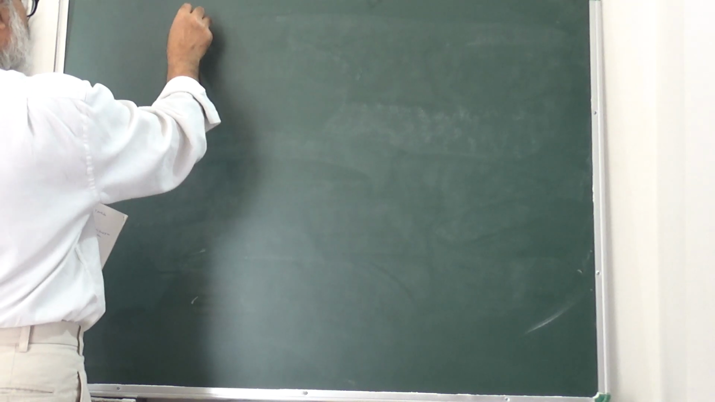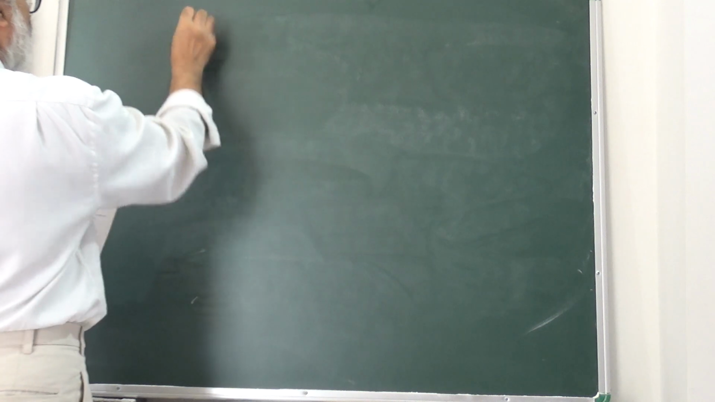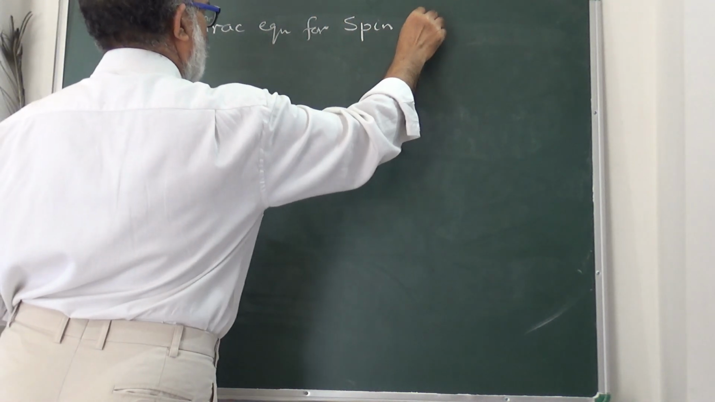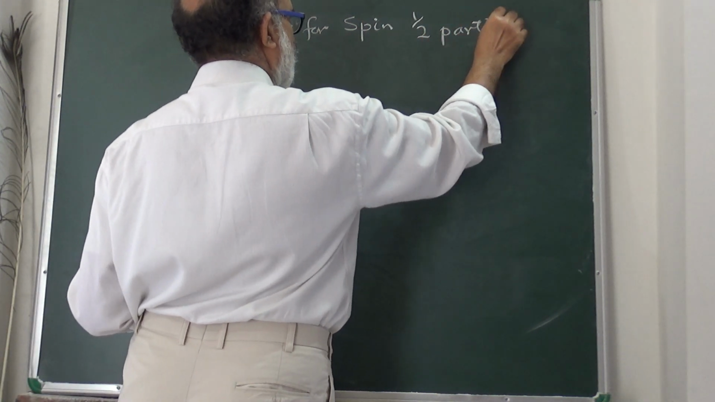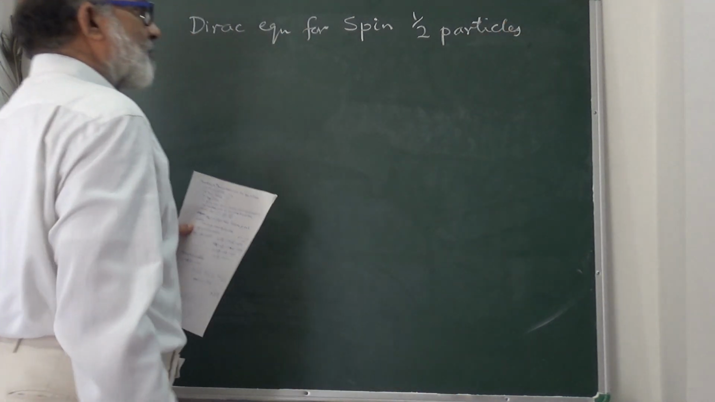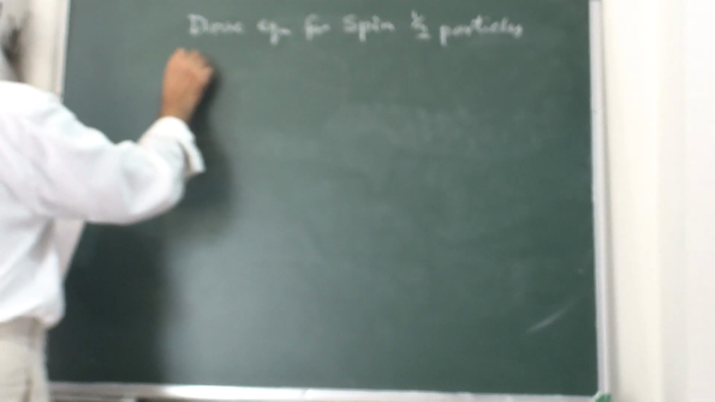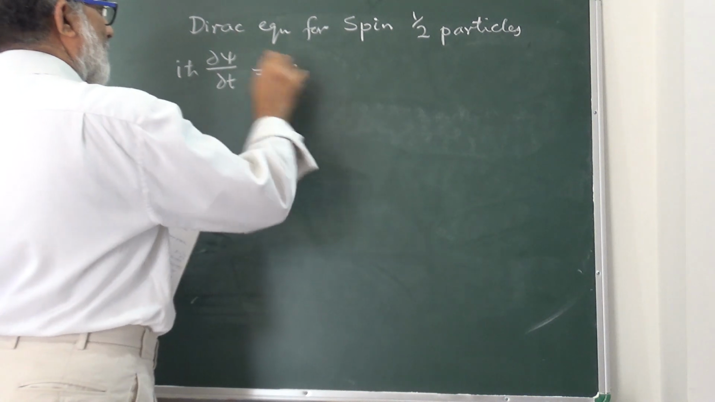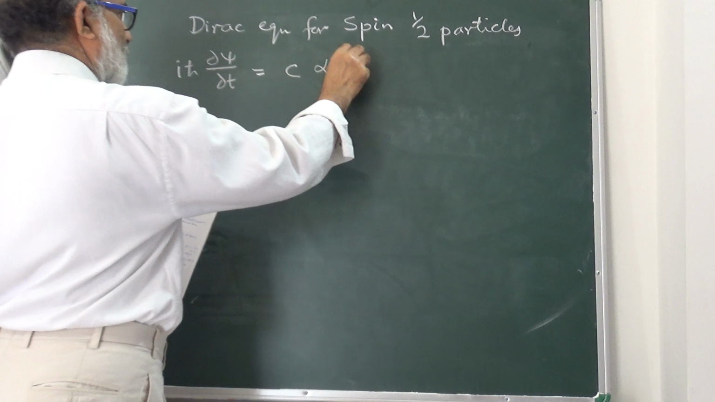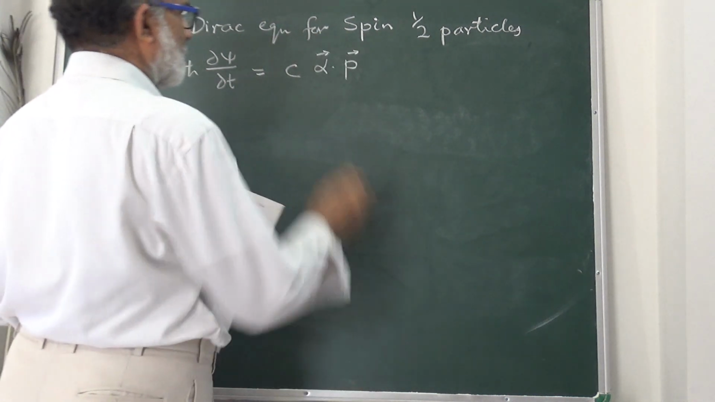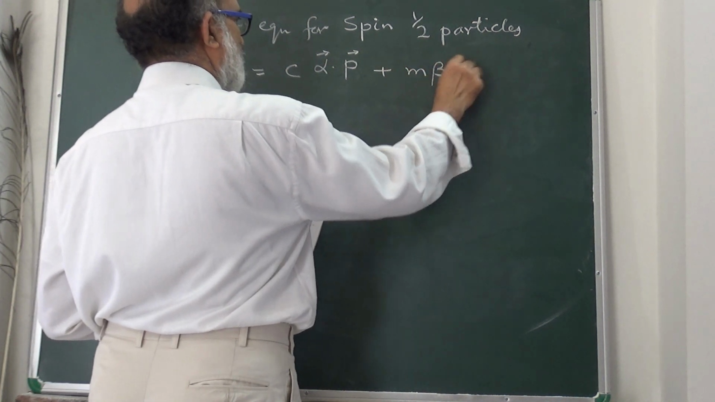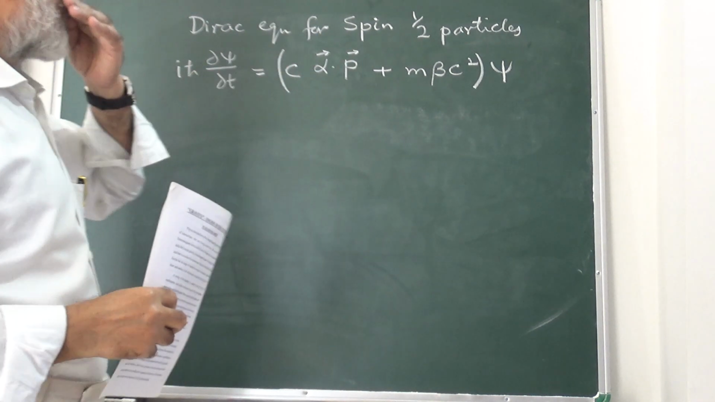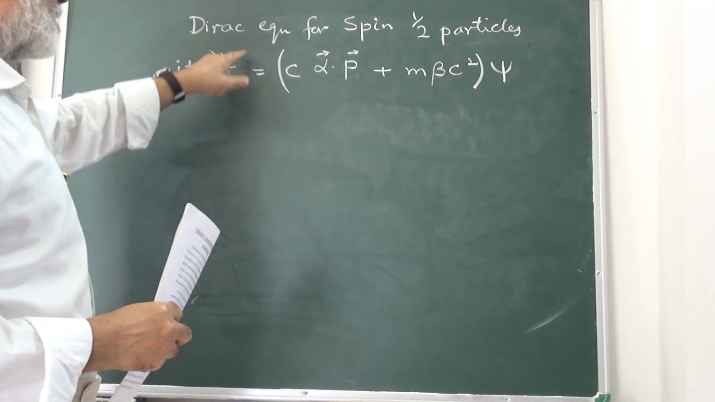We know that the Dirac equation for spin half particles, or for fermions, is: i h cross delta psi by delta t is equal to c alpha times p, where alpha and beta are introduced by Dirac, plus m beta c square, operating on psi, where psi is the field function for spin half particles.